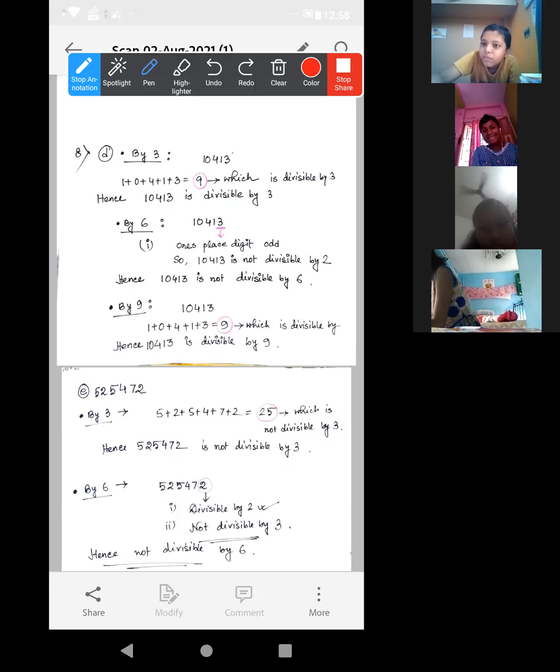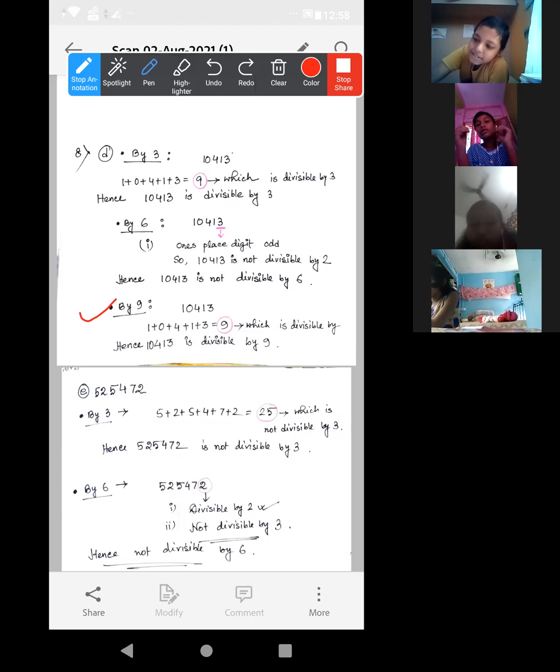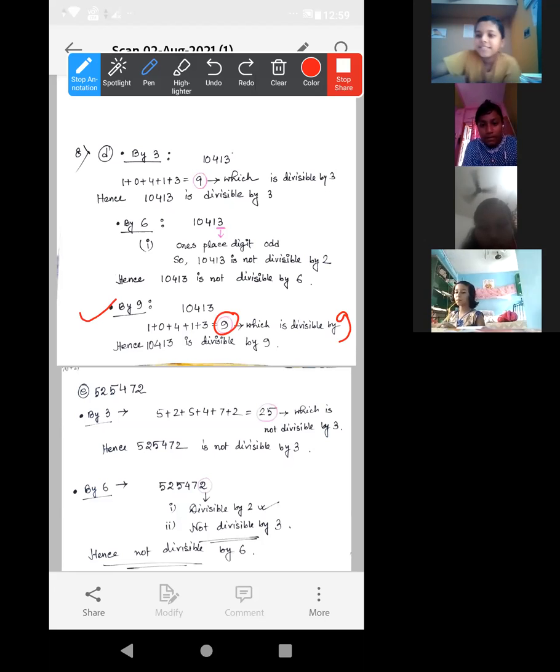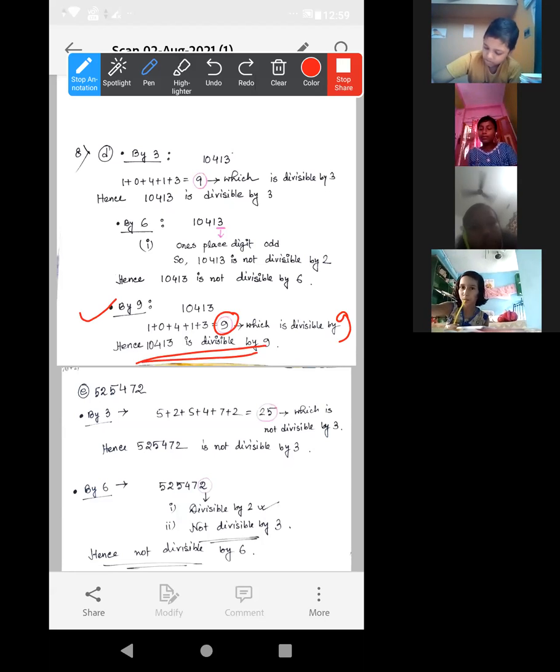Okay, now by 9. 9 means what? The same thing. Add. The addition is what? 9. So 9 is divisible by 9. Hence, by 9 is not written over there. It will be by 9, which is divisible by 9. Hence, this one is divisible by 9.